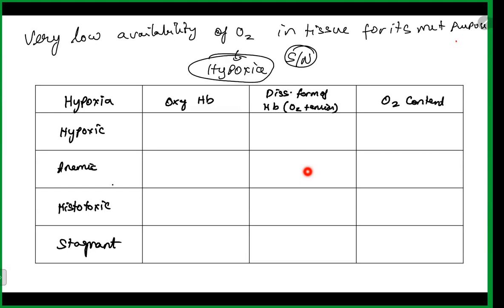Okay, so hypoxic hypoxia, what happens? Oxygen availability is reduced; the availability of oxygen in the tissue is reduced, that is your hypoxic hypoxia. So because of that, what happens? You're going to have reduced oxygen content.